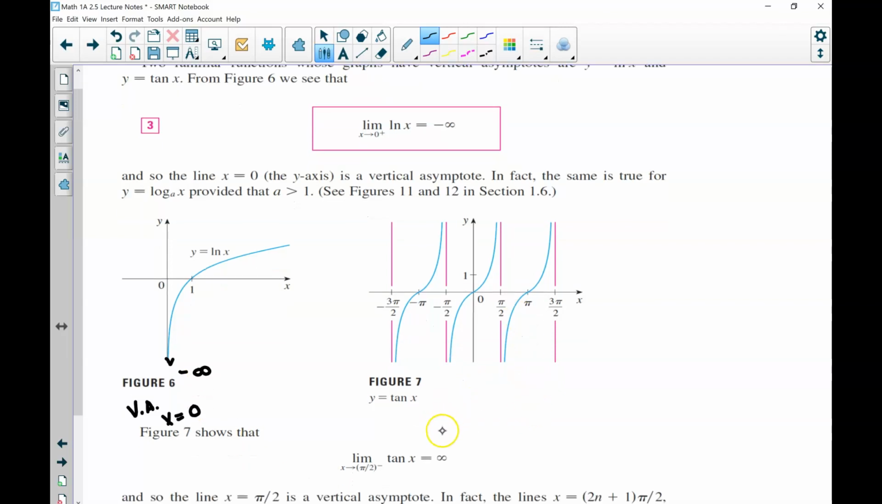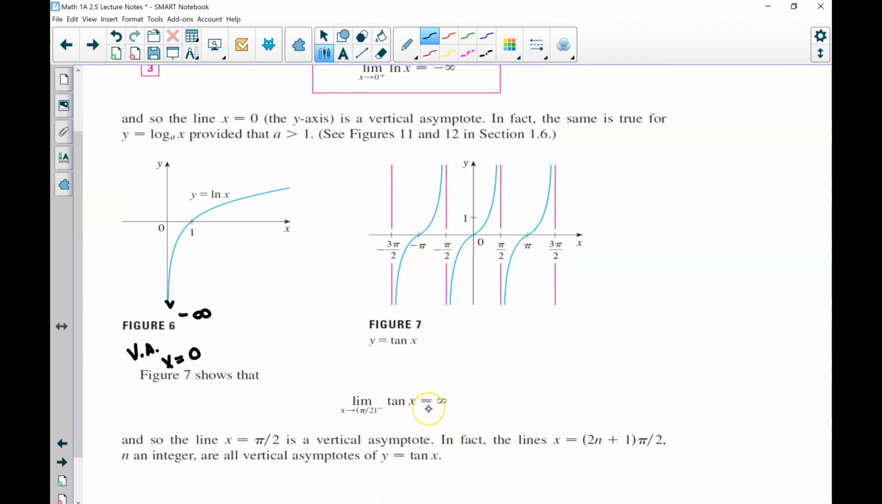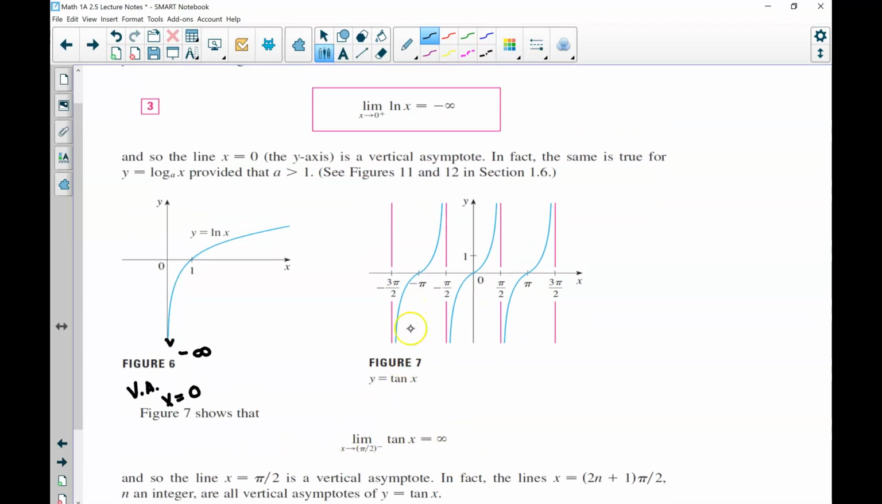Now, looking at the limit of the tangent as x approaches pi over 2 from the left, you can see that as it's approaching pi over 2 from the left, it's going towards positive infinity. So the limit as x approaches pi over 2 from the left of the tangent of x is equal to positive infinity.